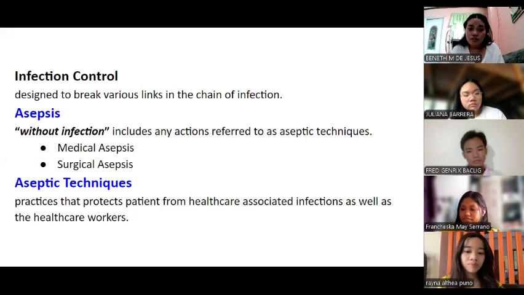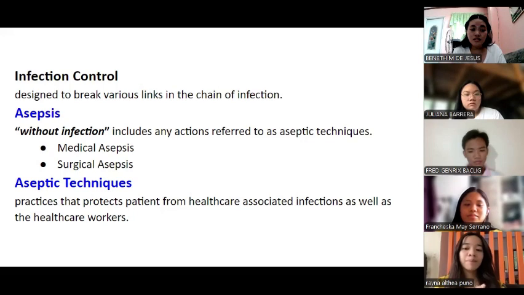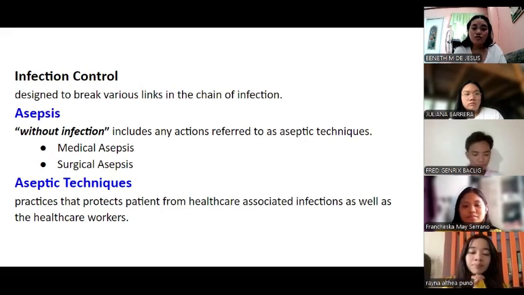So, asepsis means without infection. Includes any actions referred to as aseptic techniques. So, in short, simple explanation is malinis lang, malinis. There are two types of asepsis, which are medical asepsis and surgical asepsis. Aseptic techniques are practices that protect patients from healthcare-associated infection as well as the healthcare workers.